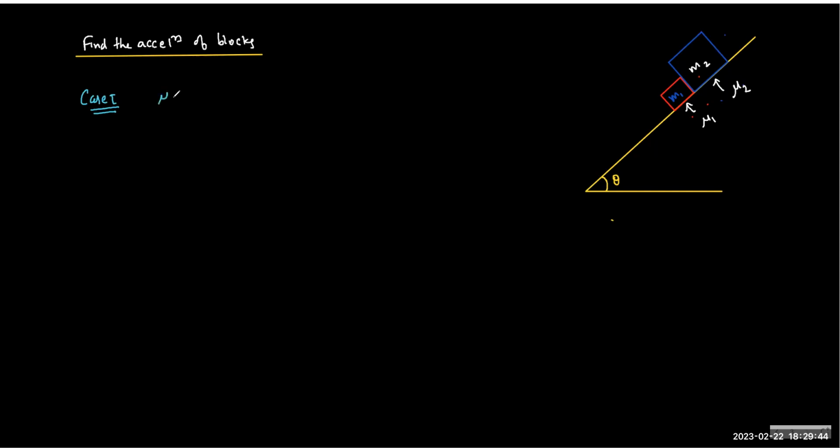what if mu1 and mu2 both exceed tan theta, which means the friction is sufficient to hold both the blocks at rest individually.